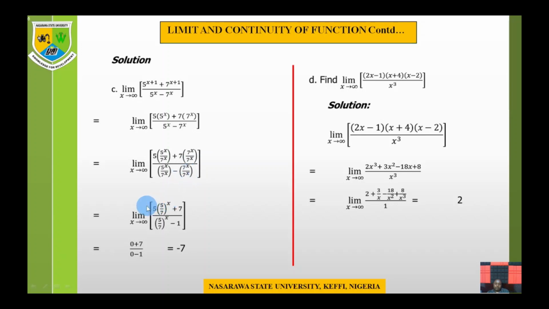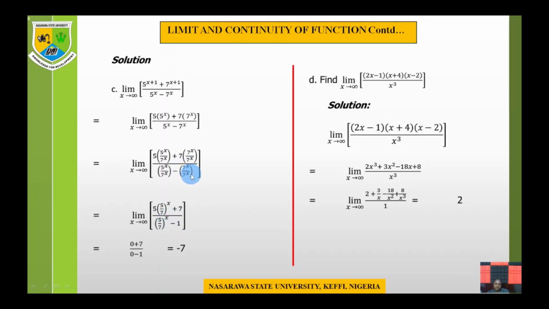Now, if you simplify this, 7 raised to power x divided by 7 raised to power x will be 1. So you have 5 times 5 raised to power x over 7 raised to power x, plus 7. And then the denominator will now be 5 raised to power x over 7 raised to power x, minus 1, because this is also 1.